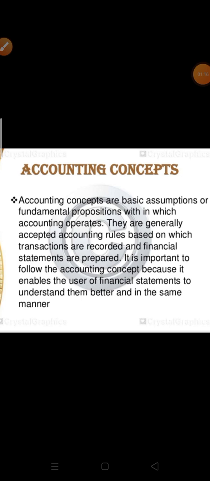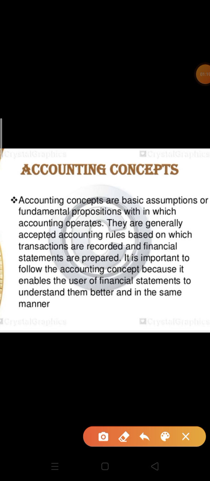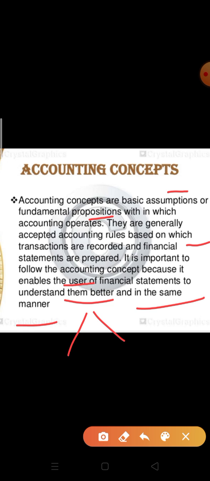Now, accounting concepts. Accounting concepts are basic assumptions or fundamental propositions in which accounting operates. They are generally accepted accounting rules based on which transactions are recorded and financial statements are prepared. It is important to follow the accounting concept because it enables the users of financial statements. We have discussed already about the users of financial statements. There are two types of users, internal users and external users, to understand them better.